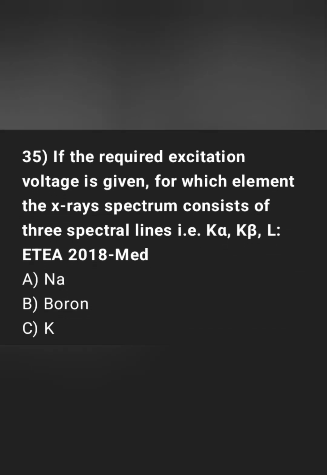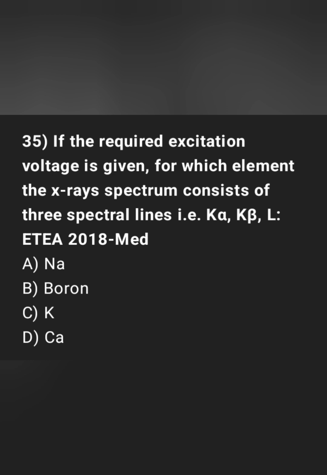35. If the required excitation voltage is given, for which element does the X-ray spectrum consist of 3 spectral lines, i.e. Kα, Kβ, L, ETEA 2018 Med: A, Na, B, boron, C, Li, D, Ca.